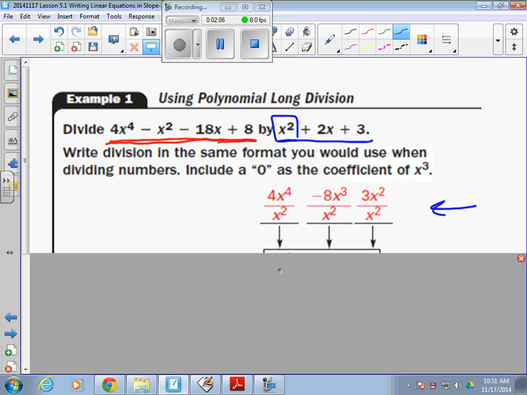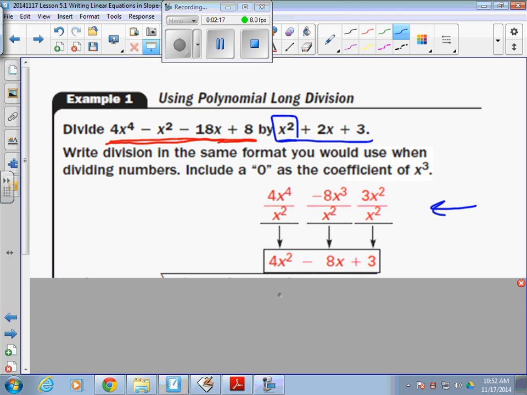Negative 8x to the third divided by x squared. Again, still dividing by the same x squared, and then 3x squared divided by x squared. So when you divide each one of those, you do it just like we did on the bell work.